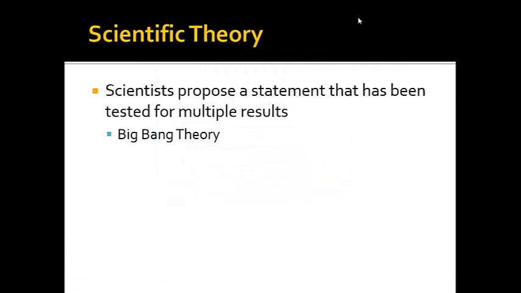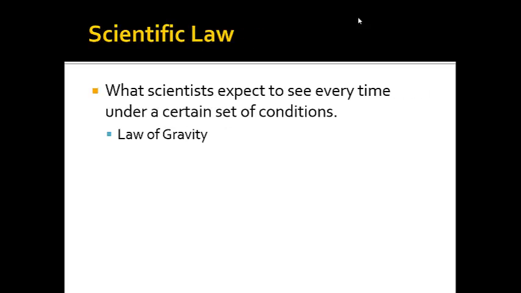Sometimes a hypothesis can turn into a theory. Scientists propose a statement that has been tested in multiple experiments, such as the Big Bang Theory. That's different than a scientific law, because a scientific law is going to tell you exactly what's going to happen every time under certain conditions. So if you're on Earth, if you throw something up, it's going to fall down. That's a law of gravity because it's able to predict what's going to happen within that certain set of conditions.